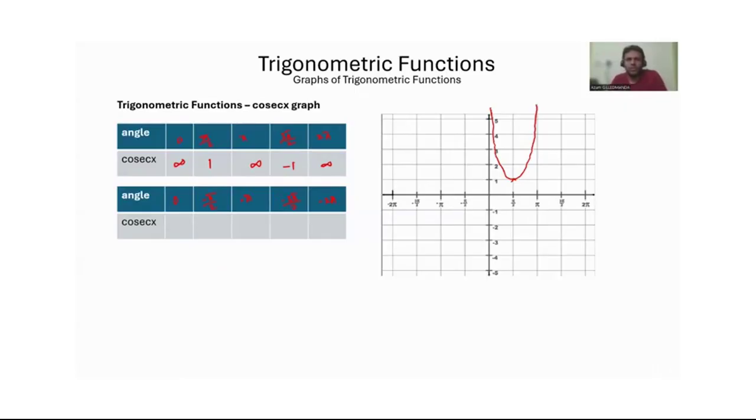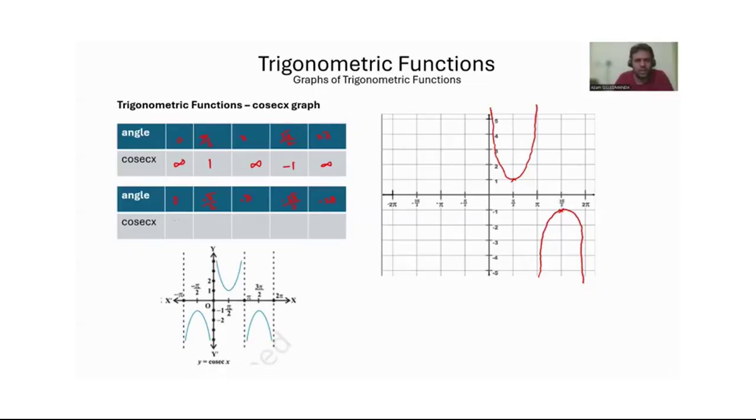Now, what happens between pi and 2 pi? For pi it is infinity, and for 3 pi by 2 it is minus 1, and for 2 pi it is again infinity. That means it's like an inverted parabola that comes in the fourth quadrant. Understood, guys? And similarly, let's look at the actual graph, guys.